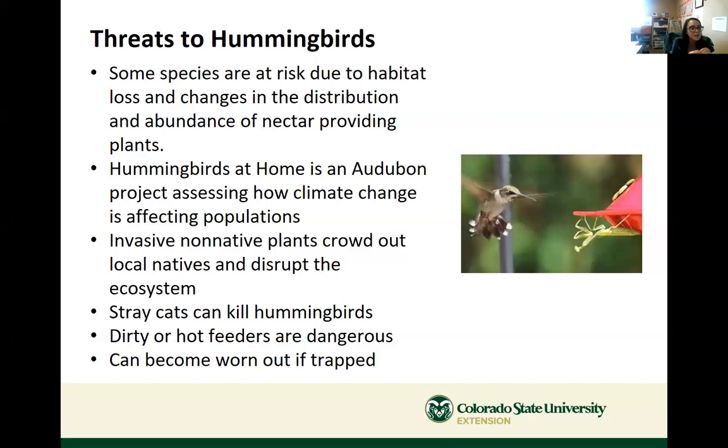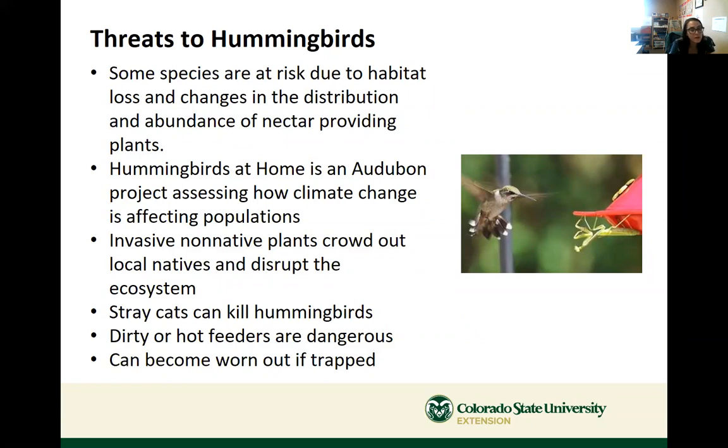Speaking of feeders, dirty feeders that become infected with different fungi can kill a hummingbird. And then hot feeders. If you have your feeder where it's getting blasted with sun all day, and a hummingbird takes a drink, that can absolutely kill them if that solution is too hot. So you need to try to keep your feeder somewhere that's more shady and more cool.